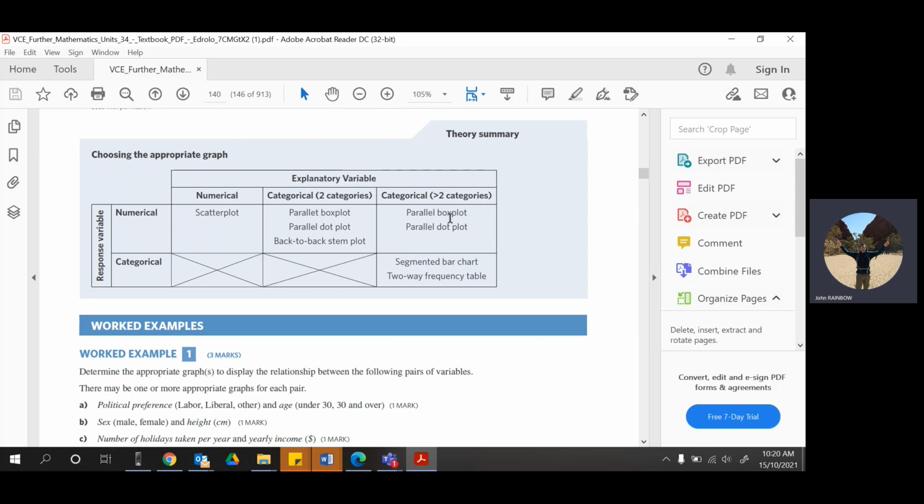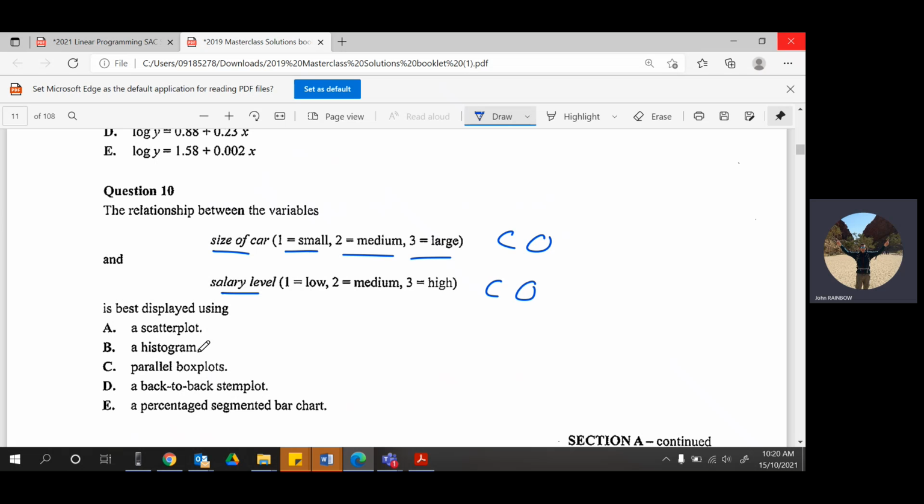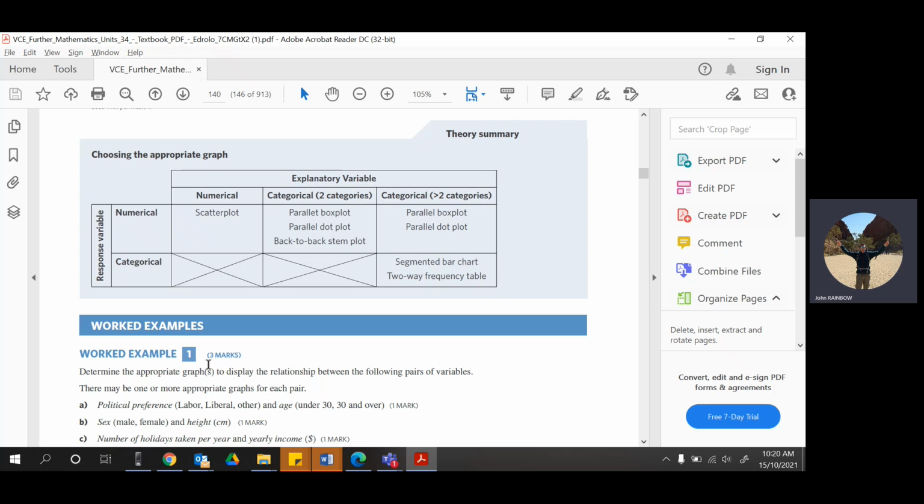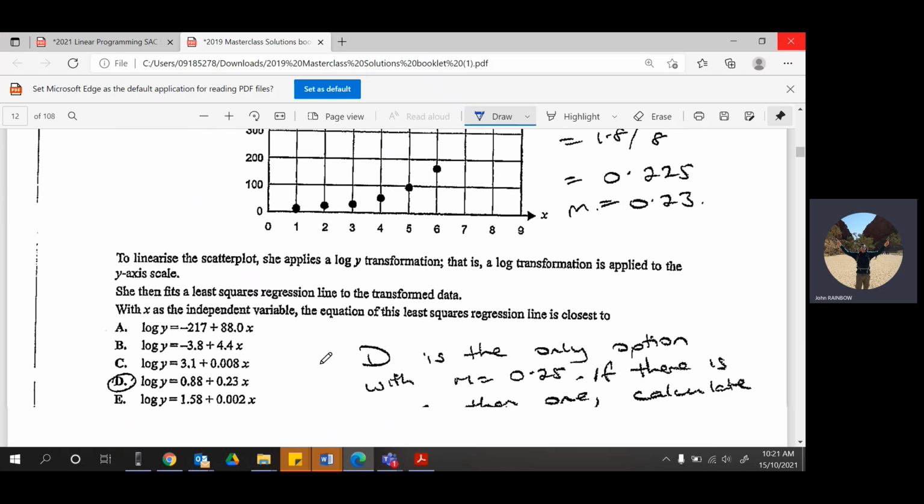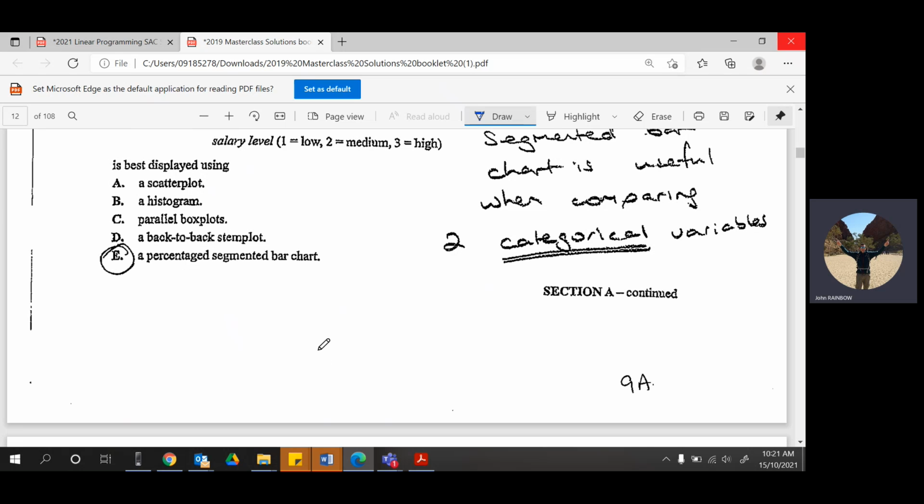So it's either a parallel box plot, categorical and categorical, segmented bar chart, or two-way frequency table. Go back here. Percentage segmented bar chart. I would say it would have to be that one. I can't do a scatter plot because that's for 2 numerical values, right? Histogram, well, that's again for numerical as well. Parallel box plots, I could do if I had numerical and categorical, but I don't have that. Back-to-back stem leaf plot is for categorical and numerical. So that helps me there, which says it is E.